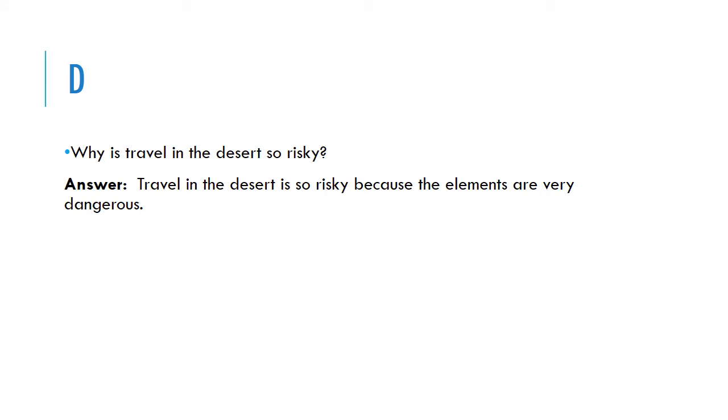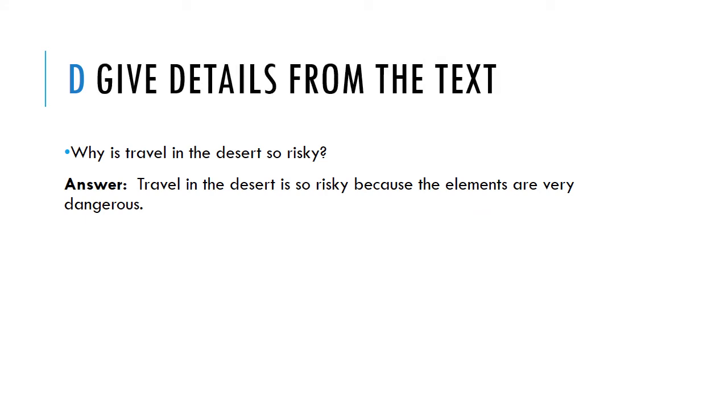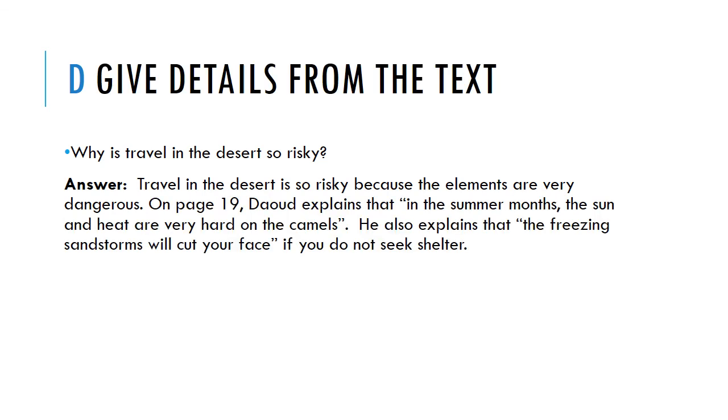Do you remember what D represents? Give details from the text. Here's our answer so far. We restated the question, and now I'm going to give details from the text. On page 19, Dowd explains that in the summer months, the sun and heat are very hard on the camels. He also explains that the freezing sandstorms will cut your face if you do not seek shelter.